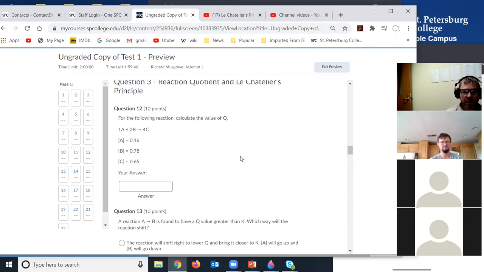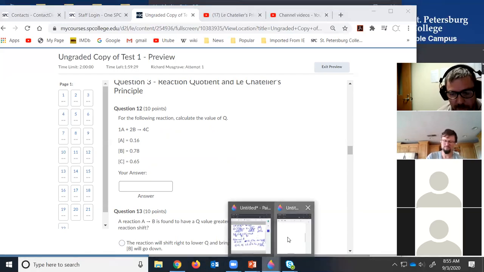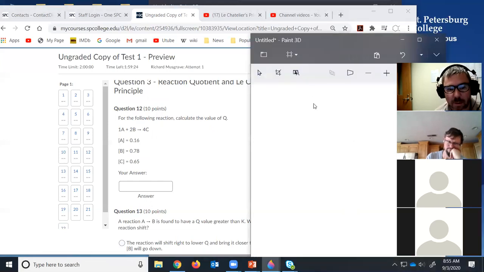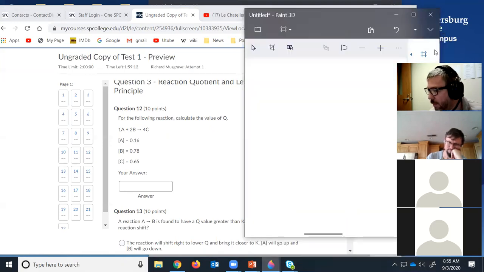So for the following reaction, calculate the value of Q. Notice I don't give you K because you don't need it here. Does anybody have any questions about how we would do that? Number 12? You're all okay with that? I'll just give you the rundown on it very quickly. It'd be 0.65 to the fourth power divided by 0.16 times 0.78 to the second power. That's right. That's how you set it up.